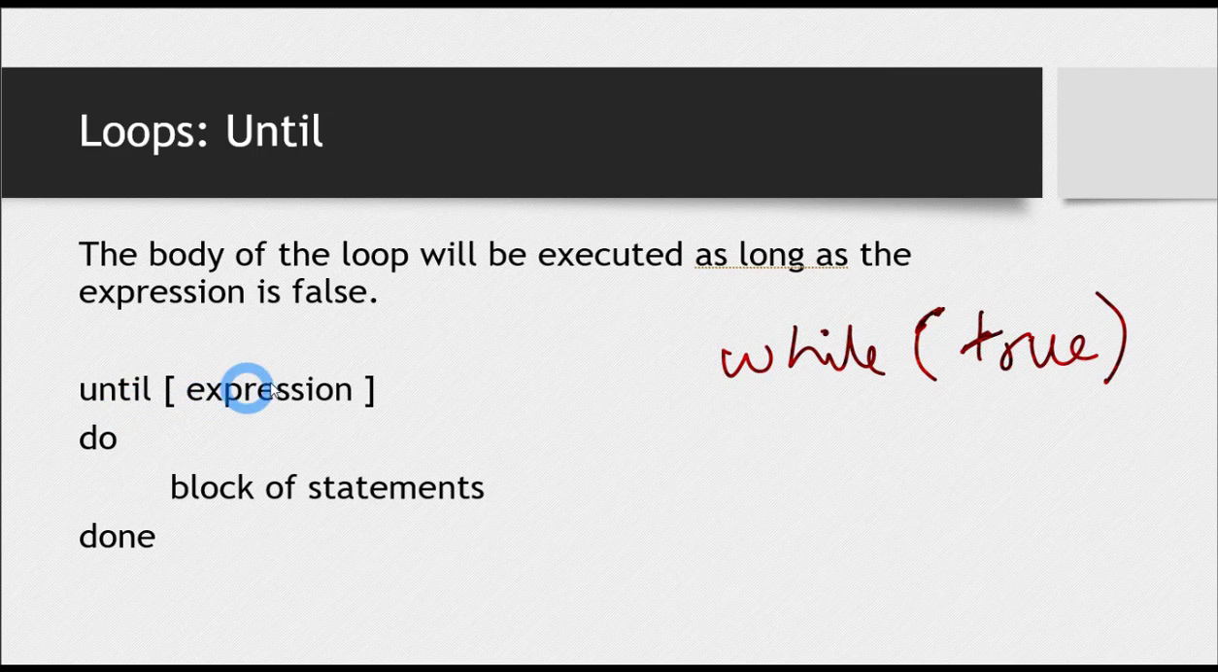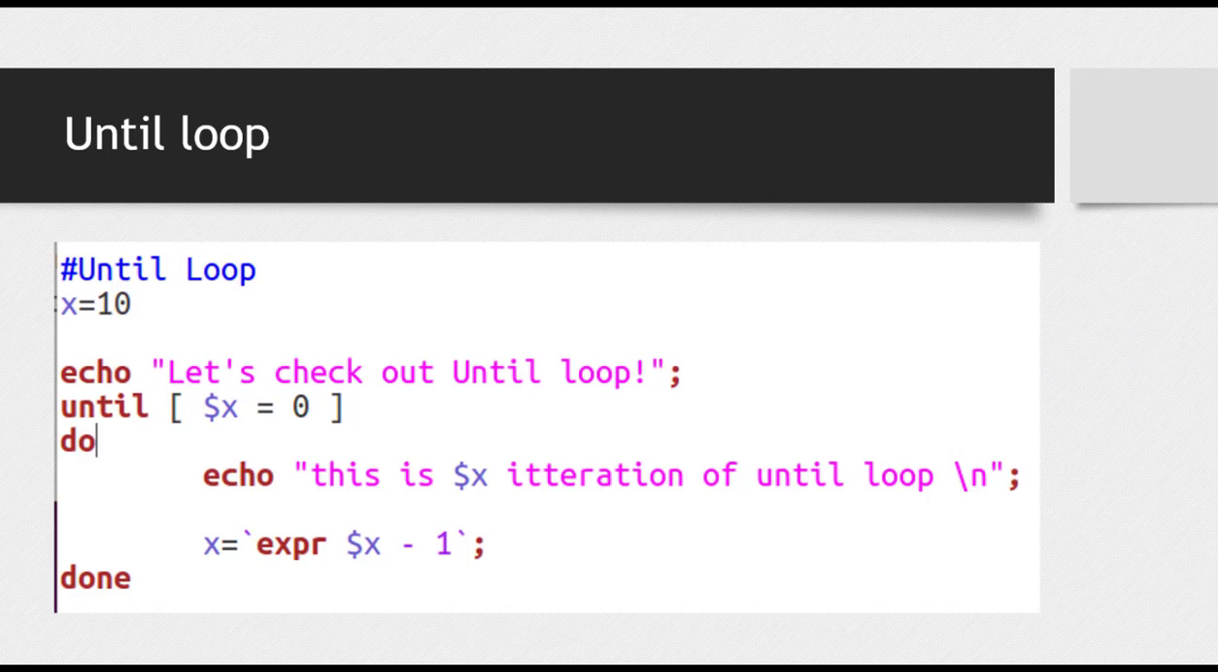So as long as this expression is false, the loop will keep on running. So it's totally the opposite, right? As long as this expression is false, this loop will keep on running, right? Let's quickly see an example and it will be clearer to you.